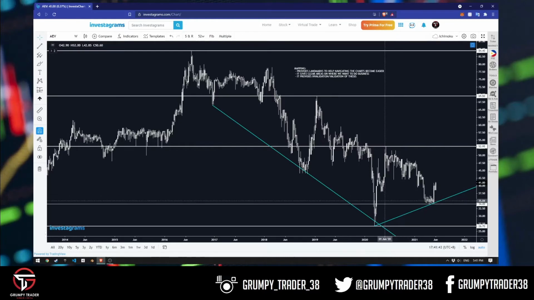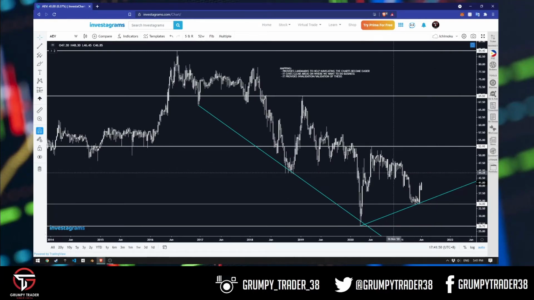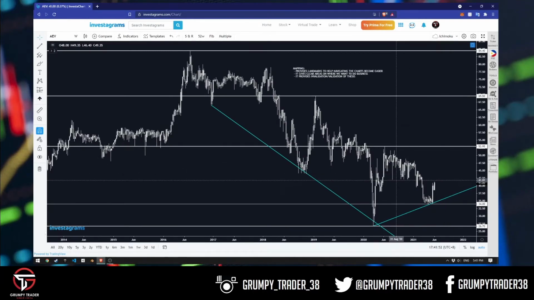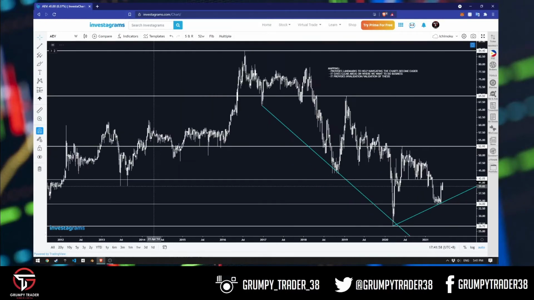Para mag-form ng higher high sa current chart na to, we need to go past here, above 53, same as sa monthly. So again, these levels don't matter too much to me sa weekly. However, I will note this area because this seems to work as a significant area of support, and I expect it to work as a significant area of resistance moving forward.